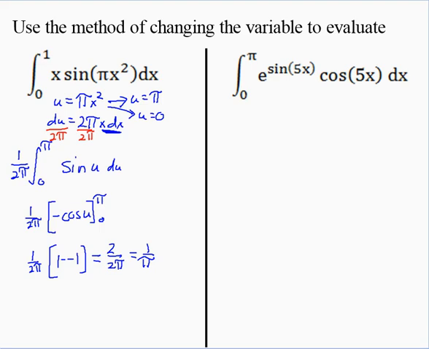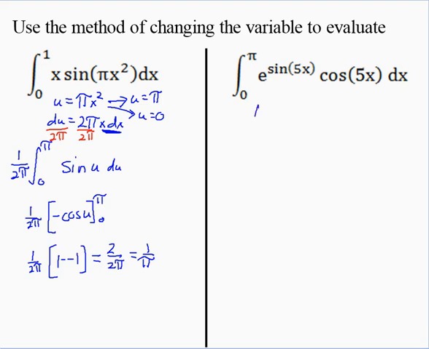And the last one here, what's our main function here? Sometimes we can get thrown off by this one, but if we look, we can realize that the e to a power is our main one, because this cosine of 5x, if we did our guessing and checking, would come from the chain rule.